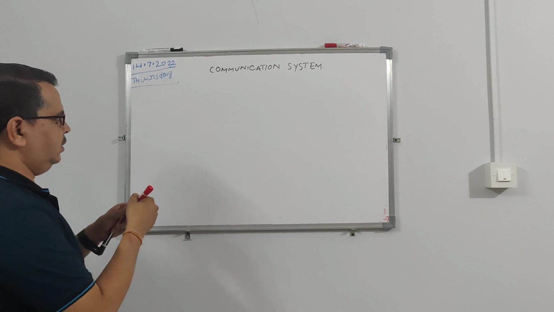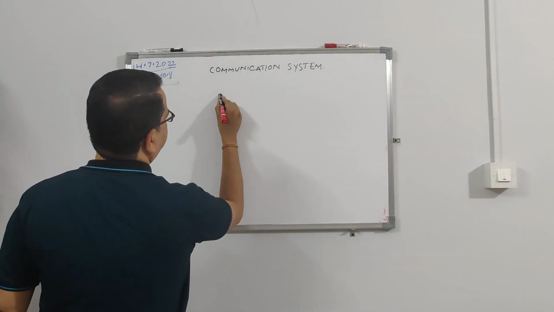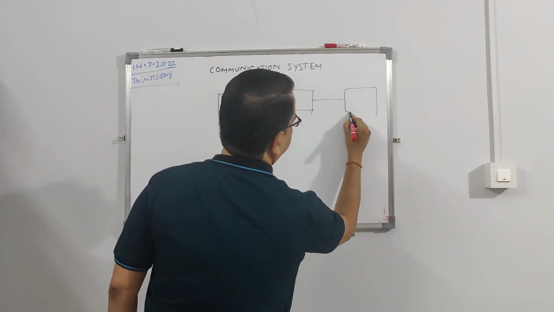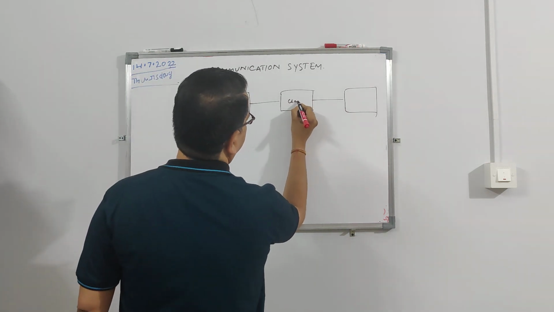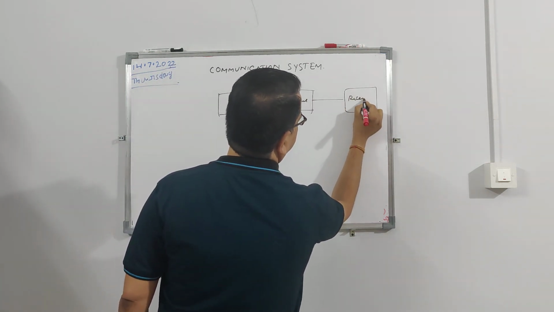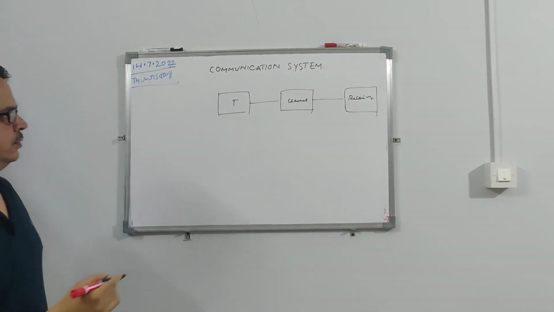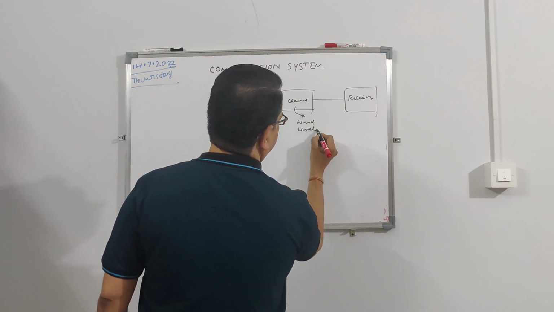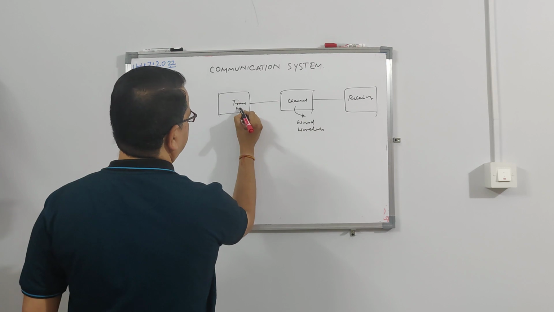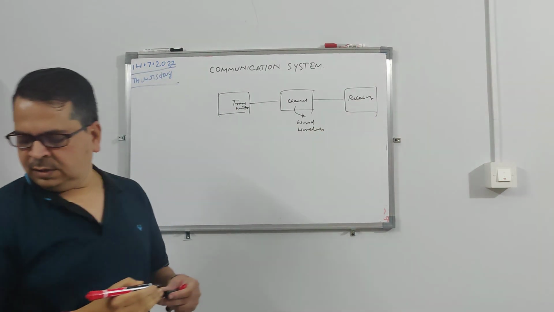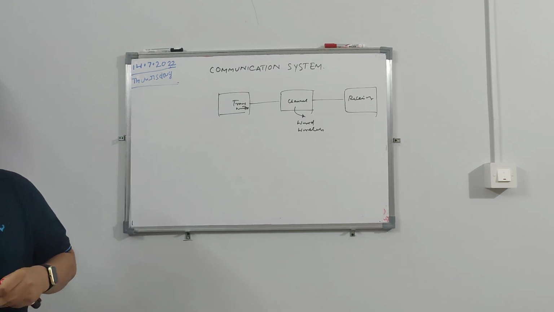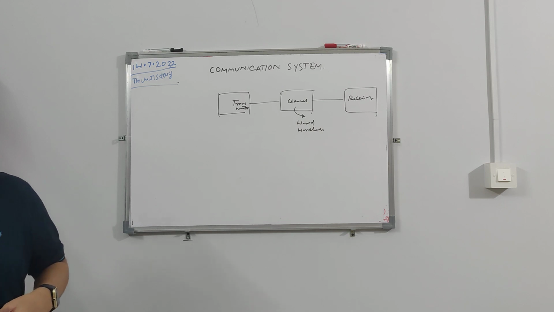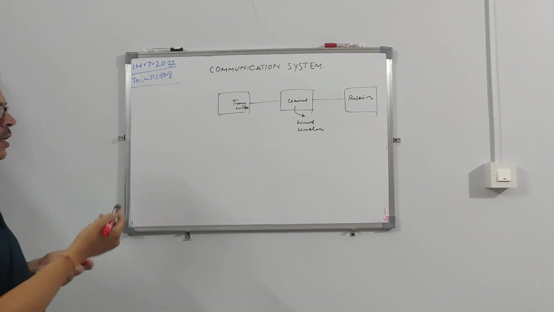Then the transmitter and all, what I have discussed. I have a transmitter, I have a channel, and I have a receiver. So these are the three major things. This channel can be wired or wireless or whatever. So this is my transmitter, this is my receiver. So what is a transmitter? A transmitter processes the incoming message signal so as to make it suitable for transmission through a channel and subsequent reception.